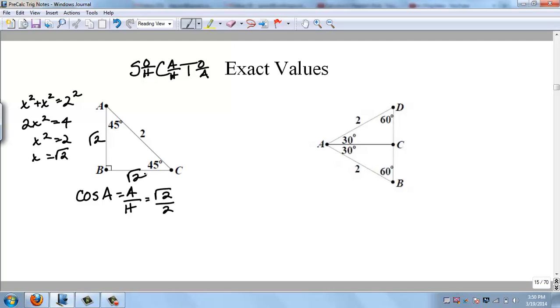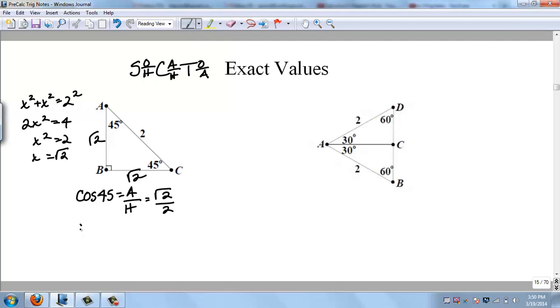Okay? Now, having done that, now you can find the rest of them. If I wanted to find the cosine of A, which is 45, so I can change this to 45 now, it is radical 2 over 2.